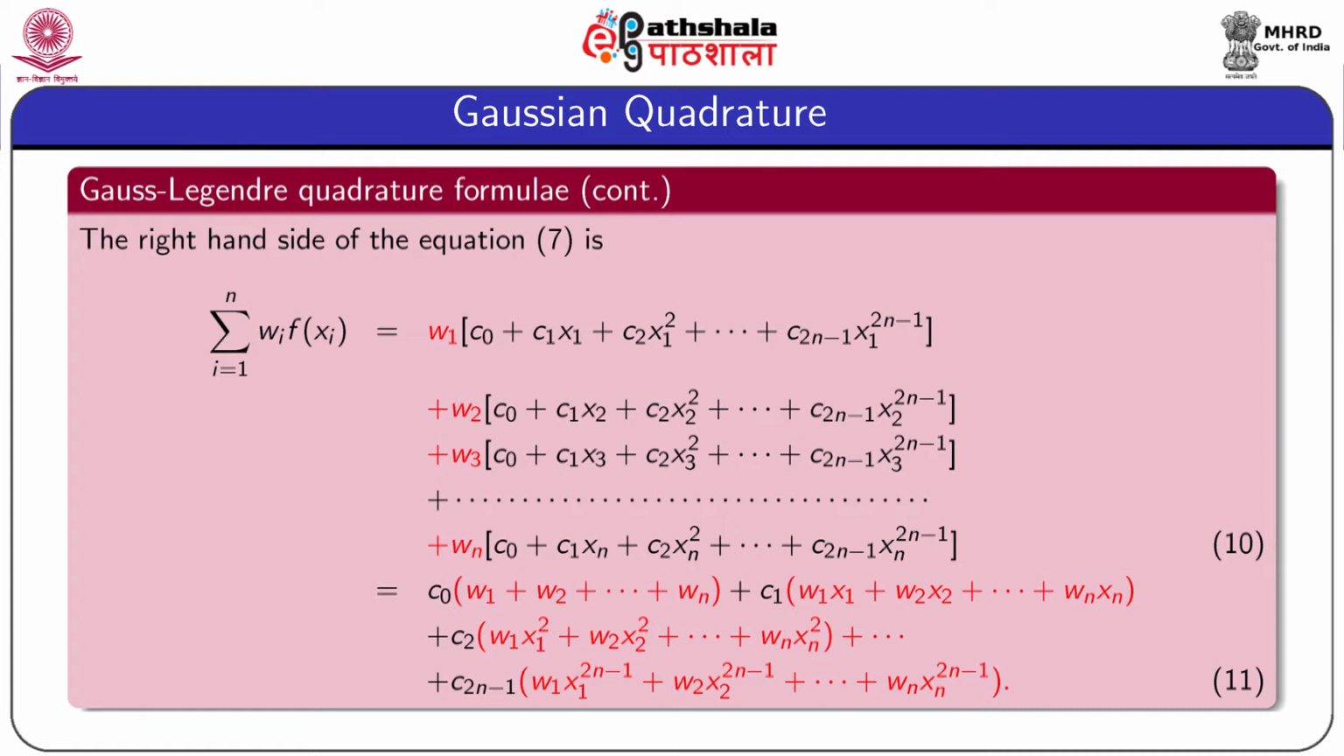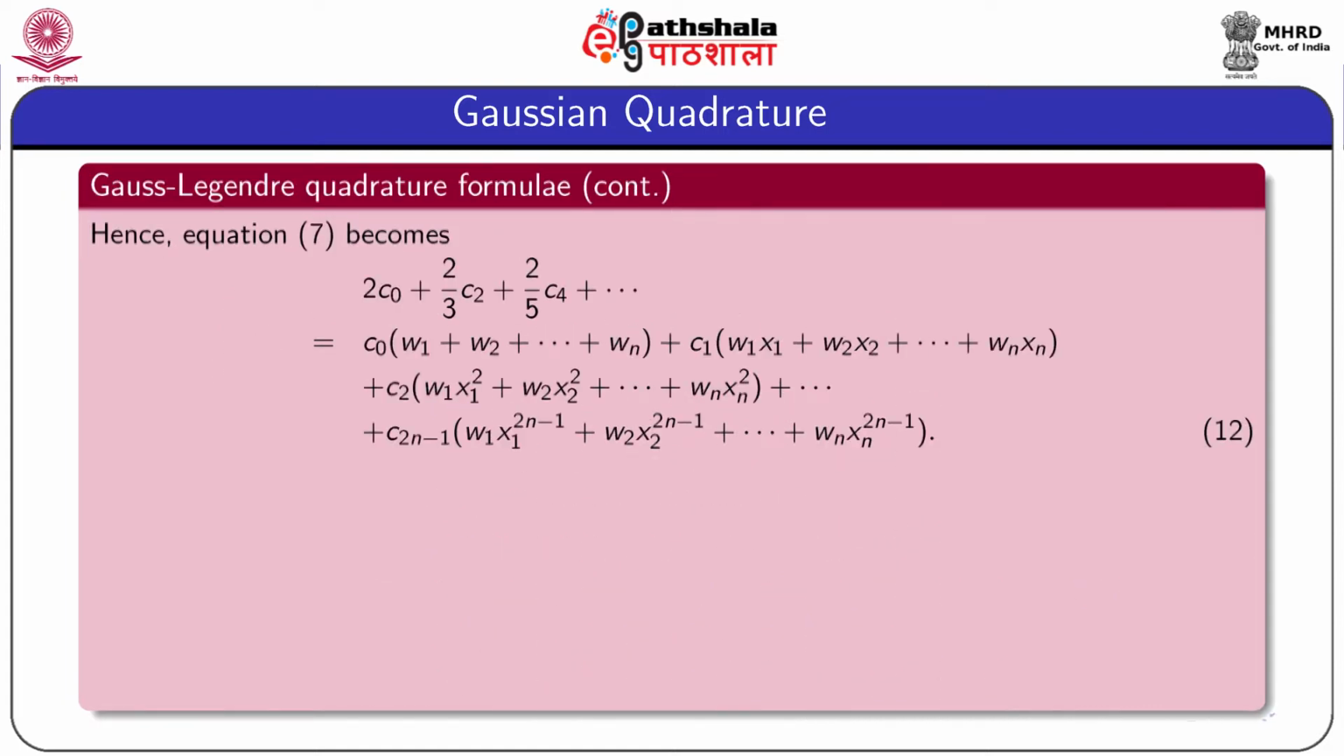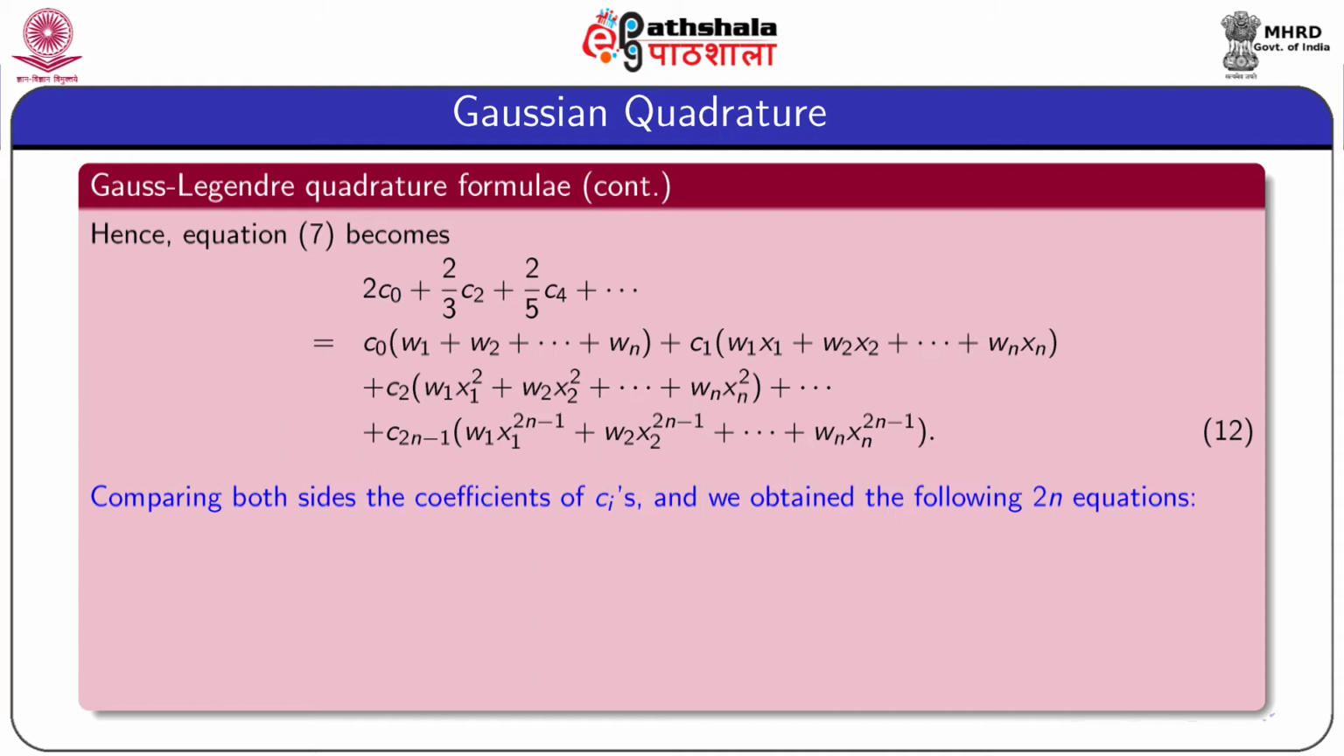So, equation number 11 is the right hand side of equation 7. Hence, equation 7 becomes this one, equation 12, the simplified form of equation 7. Now, comparing both sides of this equation, for the coefficients of the ci's, we obtain the following 2n equations.